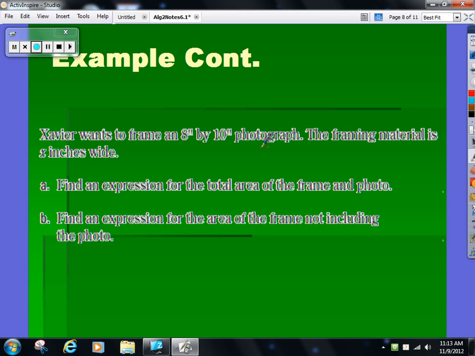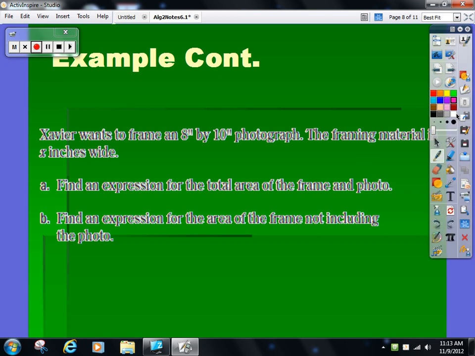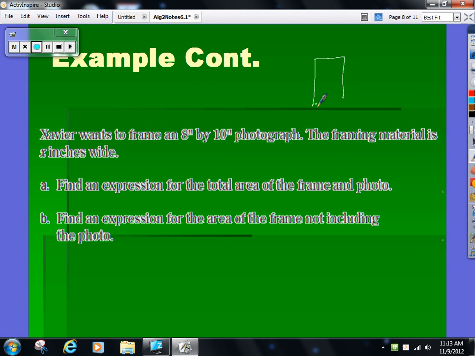Xavier wants to frame an 8 by 10 photograph. The framing material is x inches wide. Okay, I'm going to strongly encourage you to draw a picture. So I have a photo. It's Dustin. I know it because his name is under it. It's an 8-inch by 10-inch, so this is 8 inches and this is 10 inches. It is framed. How big is the frame? I don't know. All it says is that the frame is x inches wide.